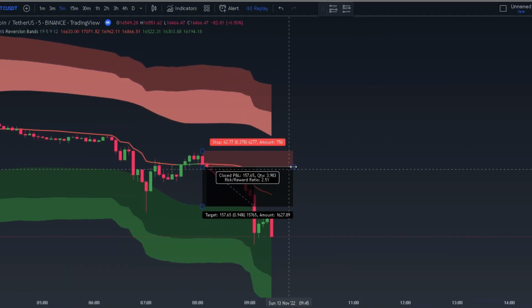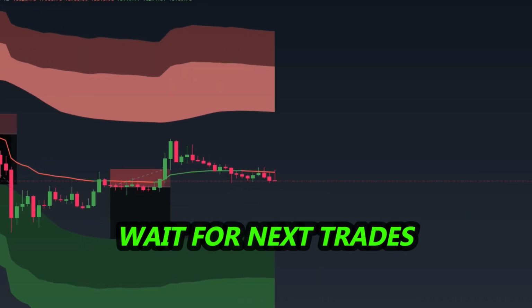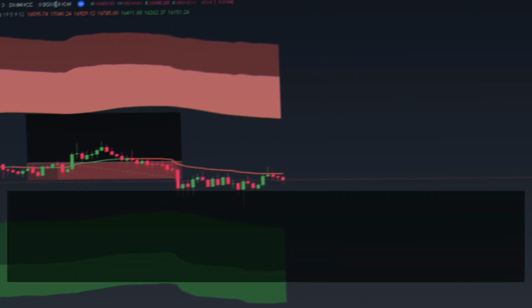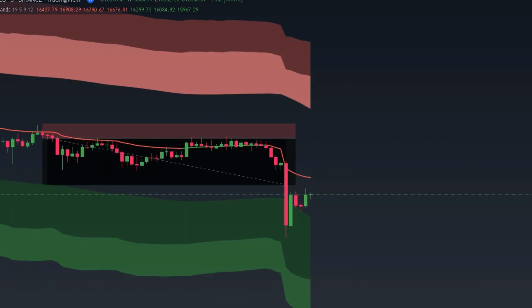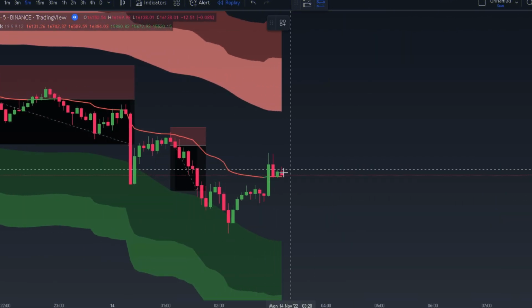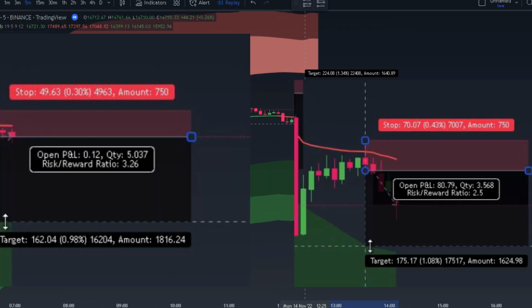It did hit our target, but don't get too excited before watching the next 5 trades. And to know overall results, you will see it is hitting some stop losses, but overall it is profitable because of the high target ratio. Plus, when the price is trending, it is very profitable. So even if you get stopped out on 4 to 5 trades, it will be highly profitable because the average take profit is between 2 to 3 times.